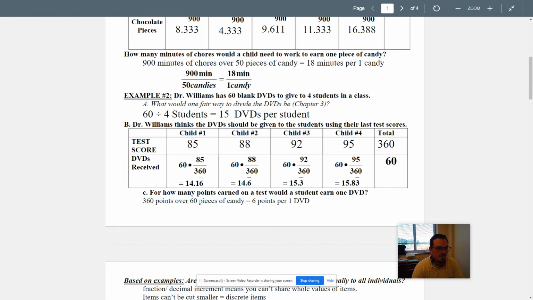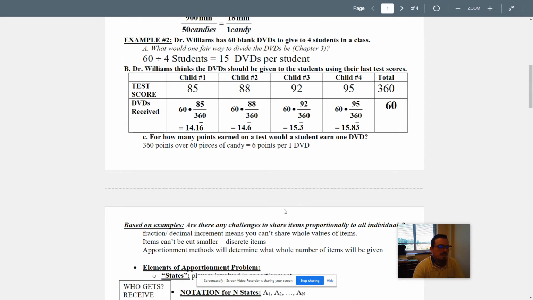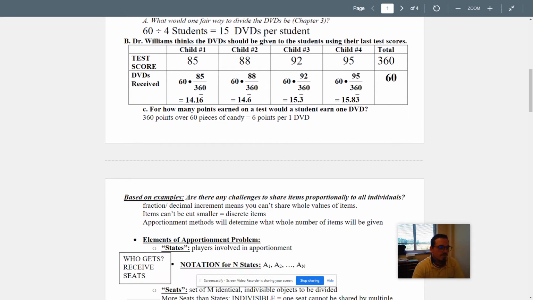360 over 60 reduces down to 6 points per one DVD. So if you got 6 points on the test, you would get one DVD. So, based on these examples, are there challenges to share the items proportionally to all the individuals?